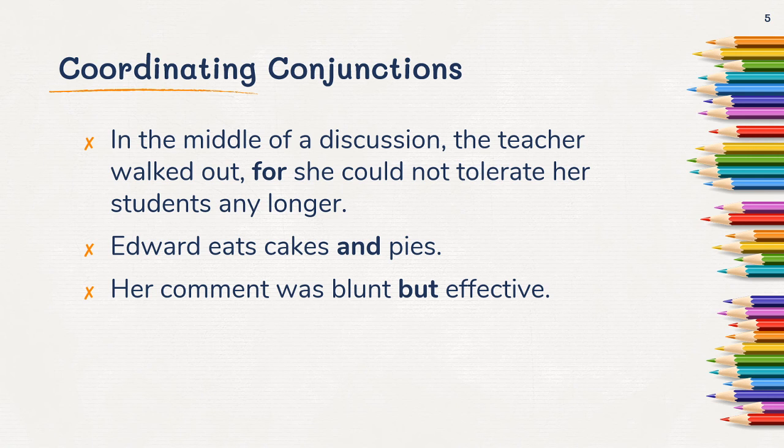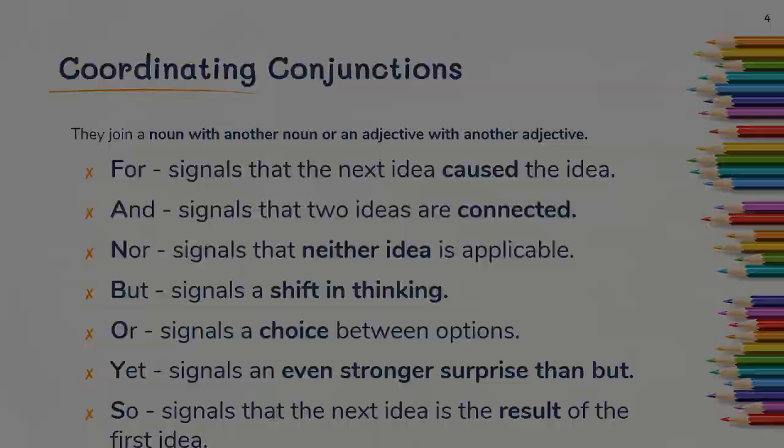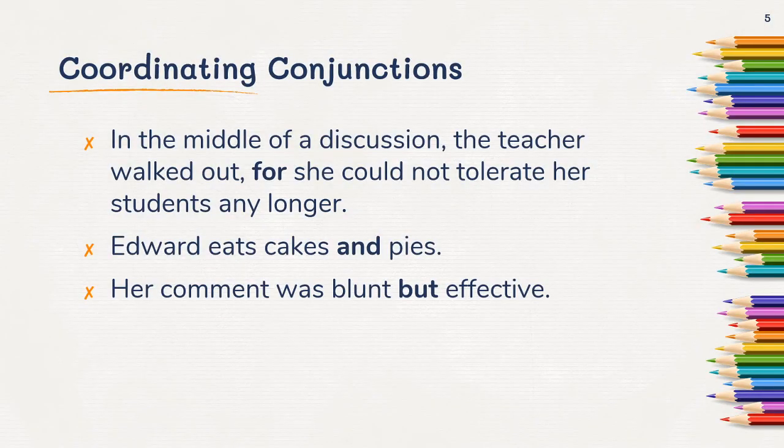So just to further understand what coordinating conjunctions are: in the middle of a conversation, the teacher walked out for she could not tolerate her students any longer. If we go back to what for means, for signals that the next idea caused the idea. So here, in the middle of a discussion, the teacher walked out for, which is the conjunction that signals the cause: she could not tolerate her students any longer.